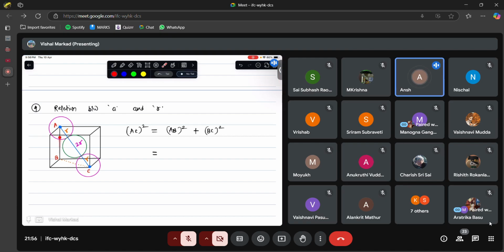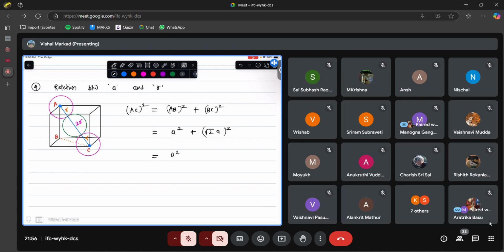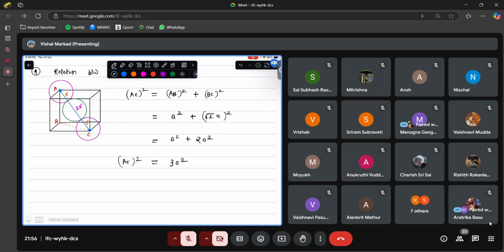Yes. Okay. Now you tell me what is the value of AB? A and B, it is edge length a only. And B and C is what? B and C is face diagonal, right? Root 2a. So what is the value? a square plus root 2a square. This value will be equal to what? a square plus 2a square. That will be equal to 3a square. That is the value of AC square.